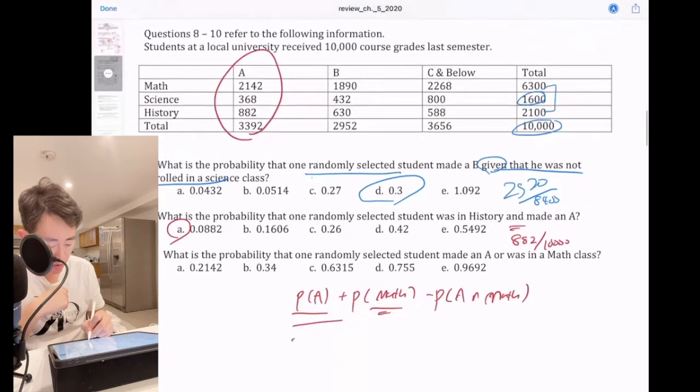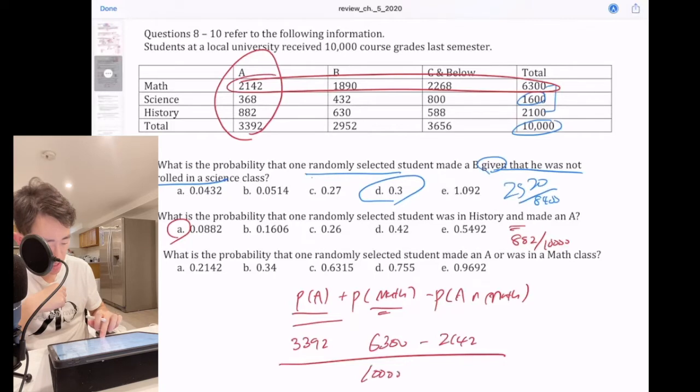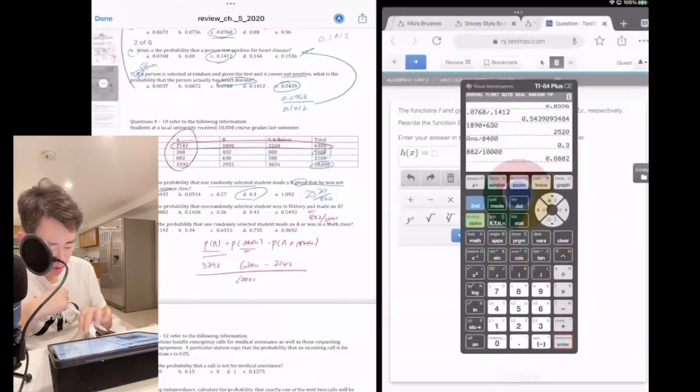is 3,392. Math is 6,300 minus the overlap, 2,142. And that should be out of the total, which is 10,000. So let's put all these numbers together.